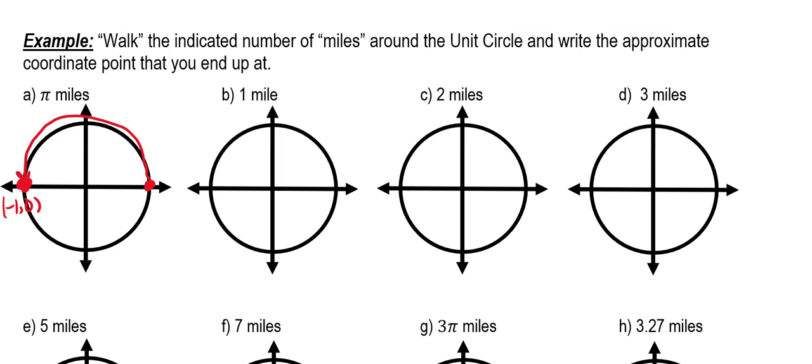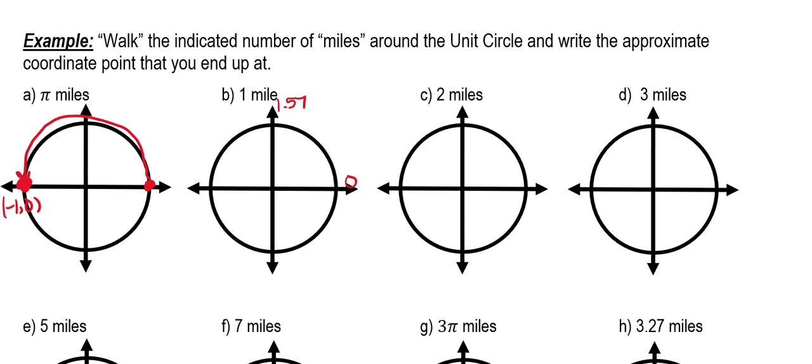The second example asks us to walk 1 mile. So now we're not talking about in terms of pi, we're talking about in terms of the numbers. So, okay, this was 0. Up here we know was 1.57, and they want to know approximately where would 1 be. Well, if I know that walking all the way here would be 1.57, then I can kind of split that up.